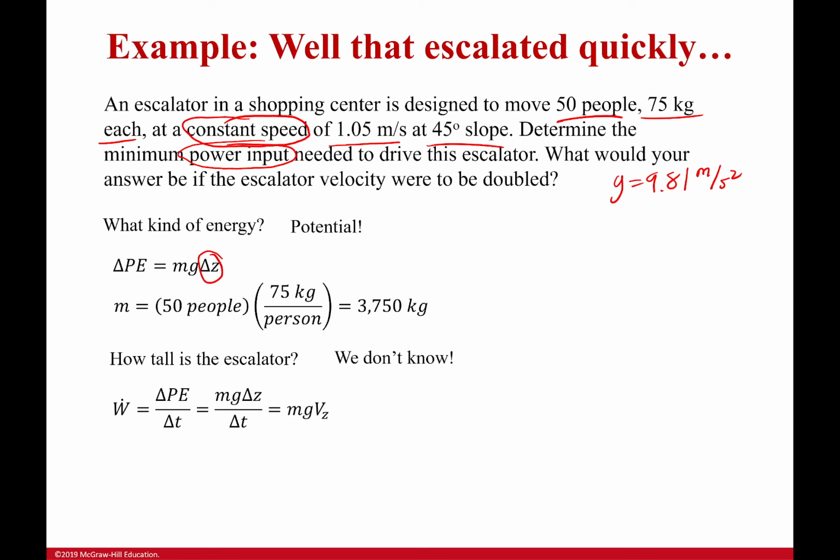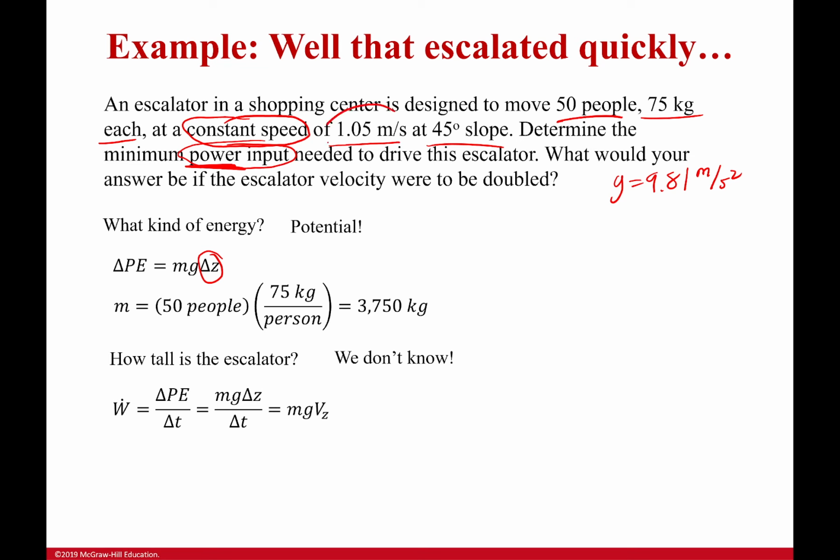is to realize it asked for power. It didn't ask for energy, it asked for power. And so that means my change in potential energy over time. And since I've got change in potential energy over time, well, that means I've got delta Z over delta T, which is effectively equal to my velocity in the up direction. Okay, so that's not too bad.